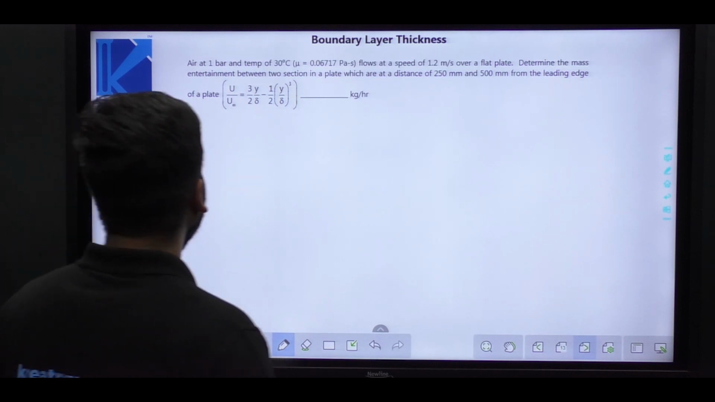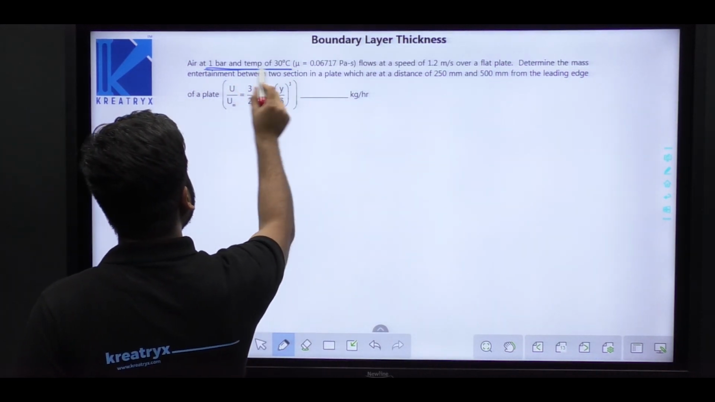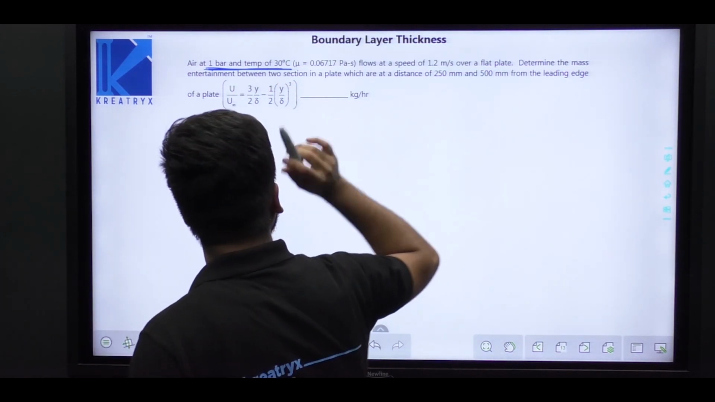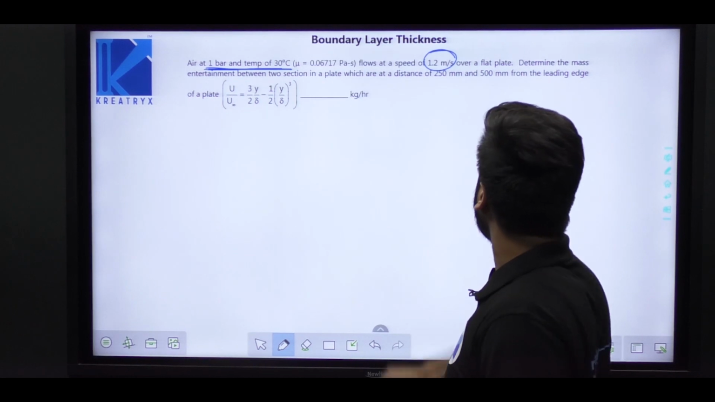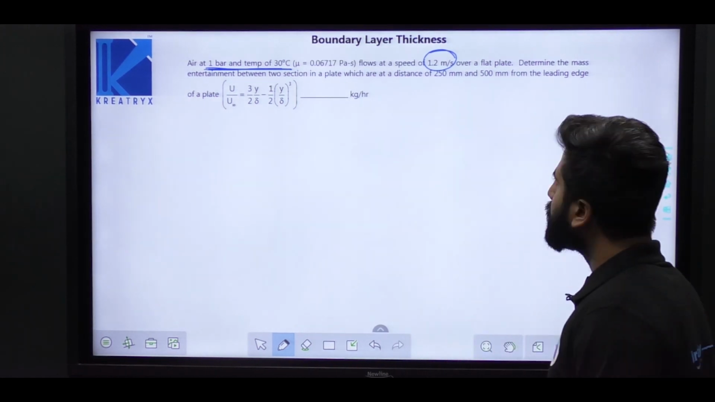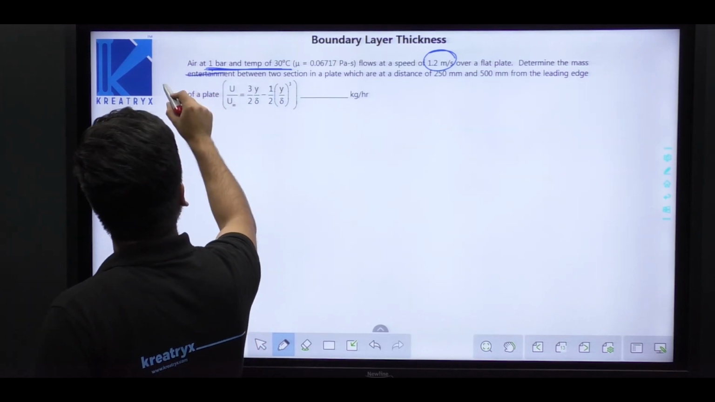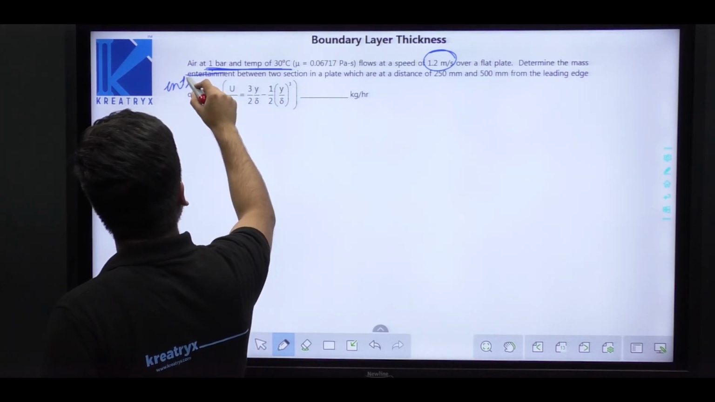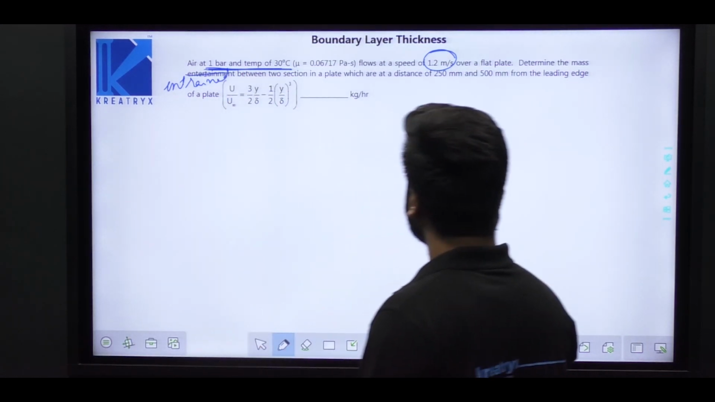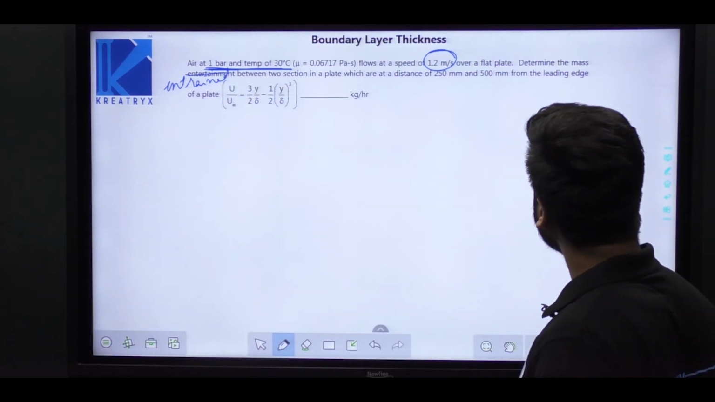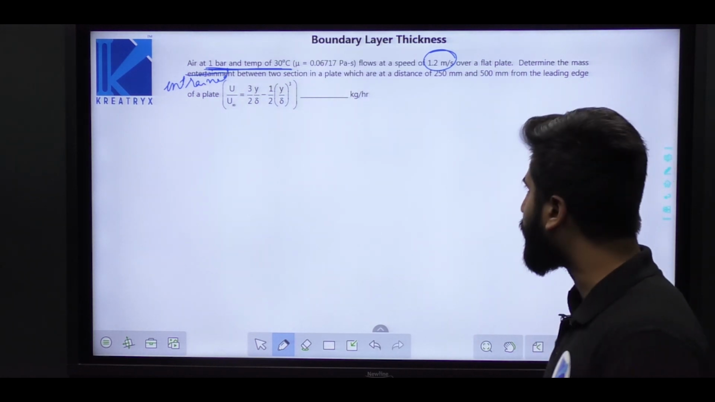So air at 1 bar and temperature of 30 degrees Celsius, mu is given, flows at a speed of 1.2 meter per second over a flat plate. Determine the mass entrained, that is entrapped between two sections in a plate which are at a distance of 250 mm and 500 mm from the leading edge of a plate.